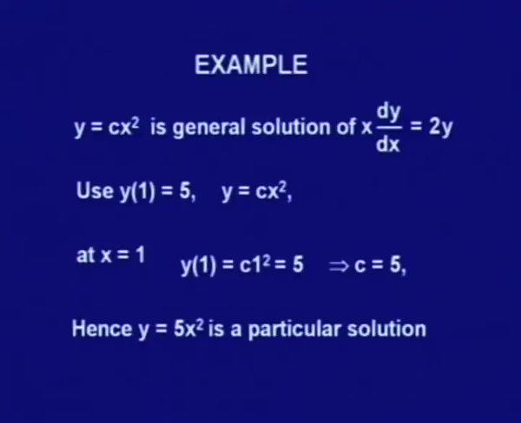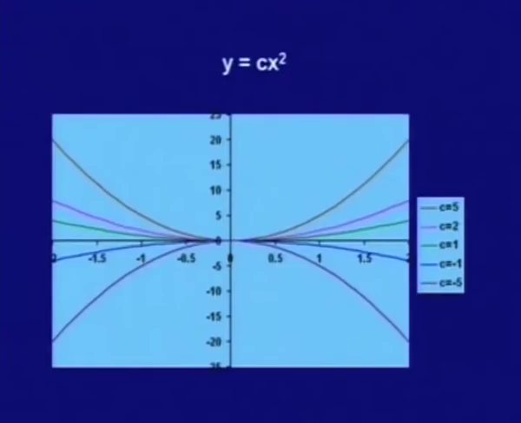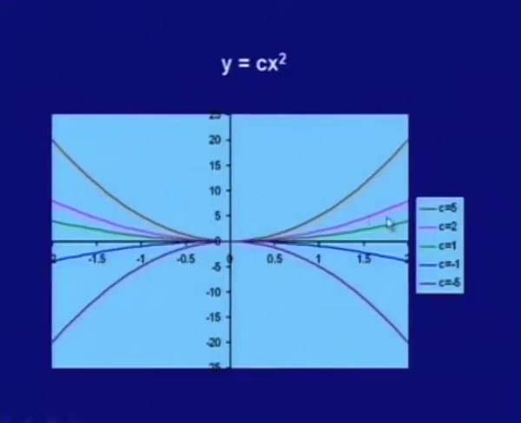Let us understand it a little bit better with the help of a graph. We see here, this is the graph of all the functions y is equal to cx². These graphs I have made for different values of c, that is, all these functions are solutions to the differential equation x times dy over dx is equal to y, for different values of c.